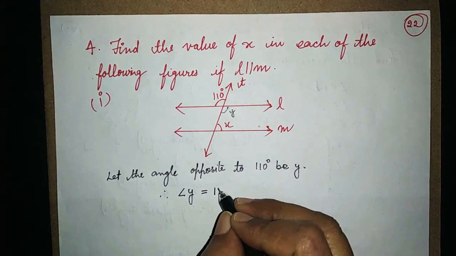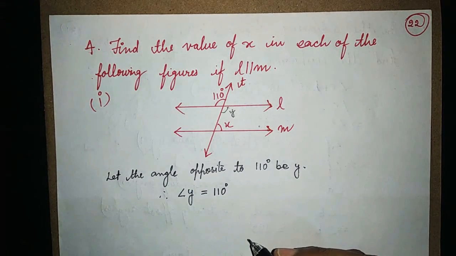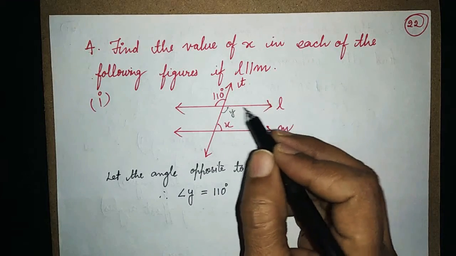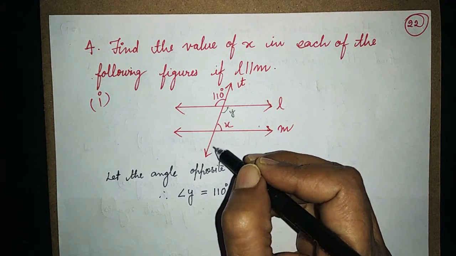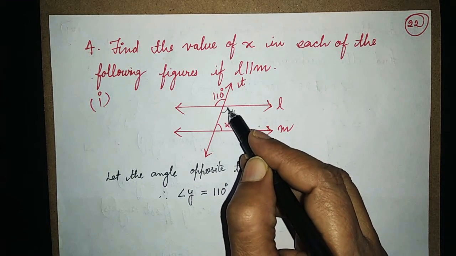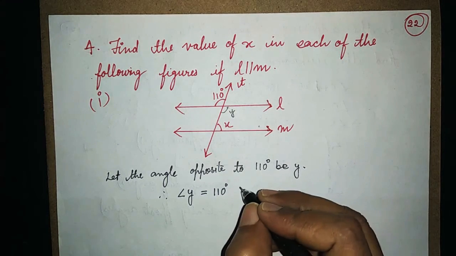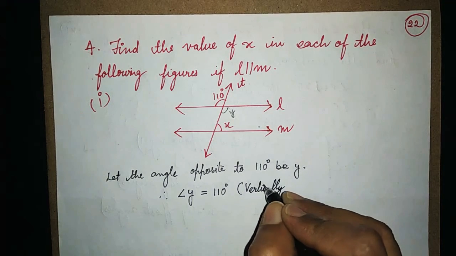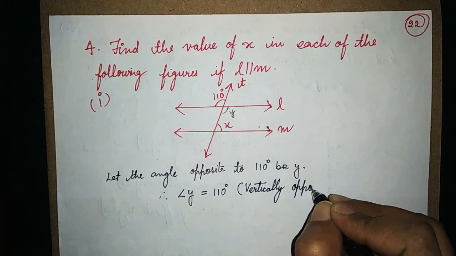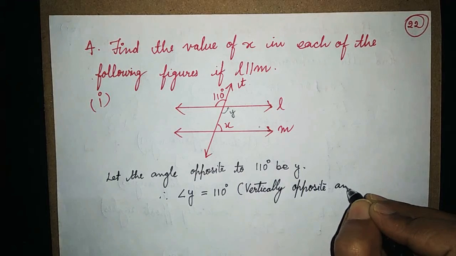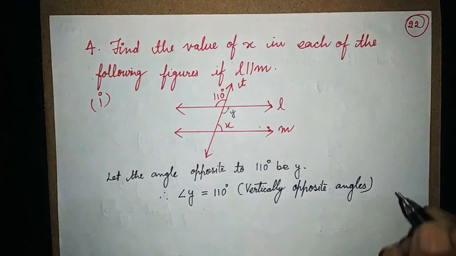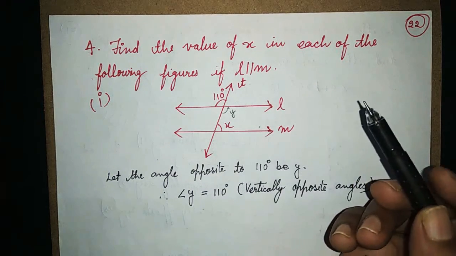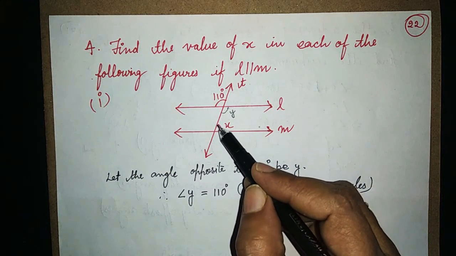Therefore, value of angle Y will be what? 110 degree. Do you know why? Because they are vertically opposite angles. Okay. Line L and T both are intersecting each other. So here 110 degree and Y both are vertically opposite angles. So here we will write vertically opposite angles. Now we are knowing angle Y, 110 degree. X we have to find.